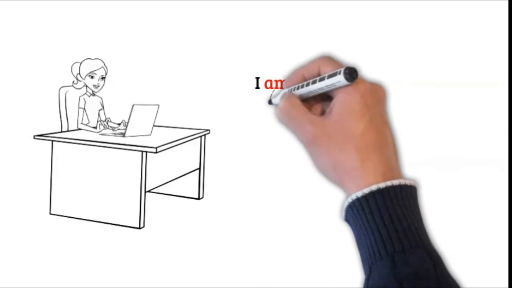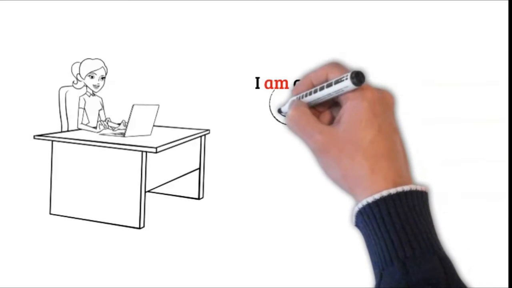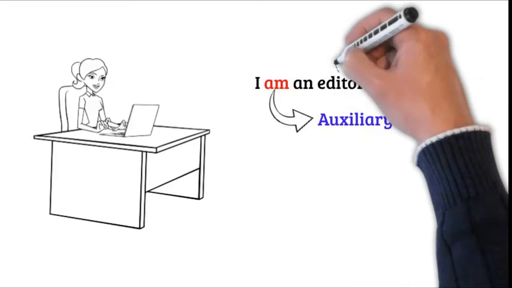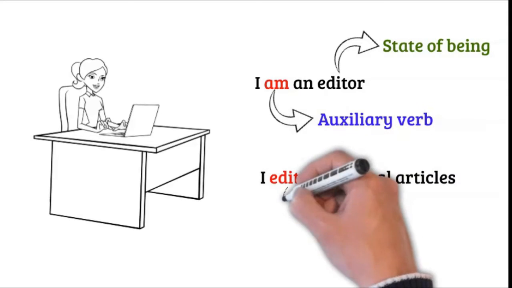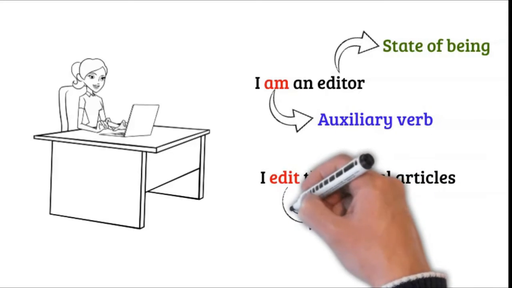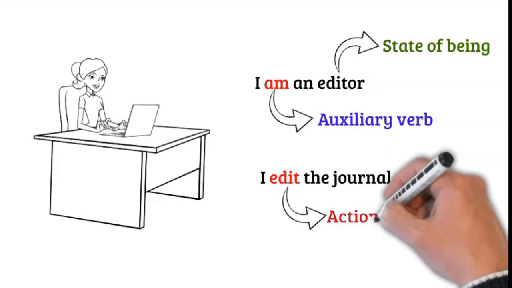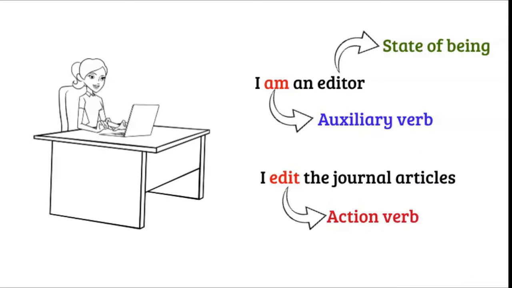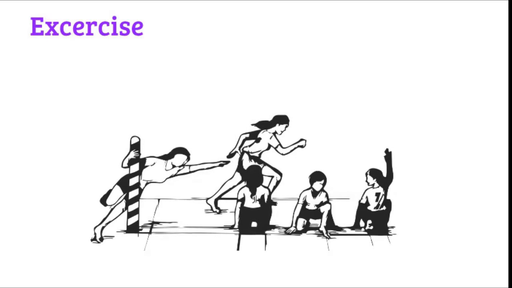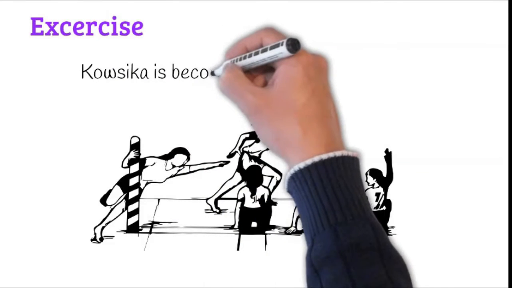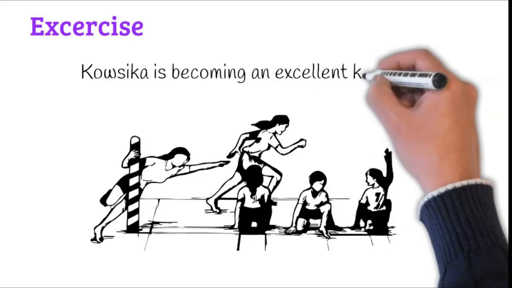For example, I'm an editor. Here, am is the auxiliary verb, and here there is no action. There is a state called editor, and I edit the articles. Here, the action that I do is edit. So this is the action verb here. Identify the verbs in this sentence and comment below the answer. Kausika is becoming an excellent Kho player.